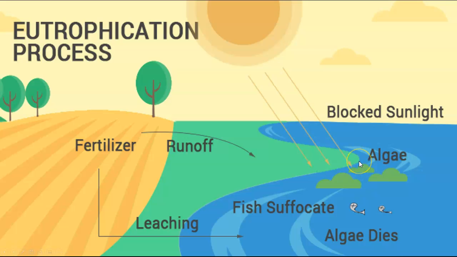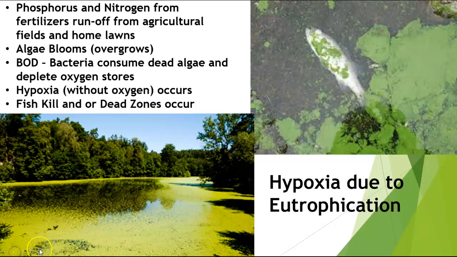Eventually, the algae, after it blooms, it dies, and then you have bacteria that feed on it, and they require a lot of oxygen, so they take the oxygen out of the water, and you have a fish kill. Here's another way it might look. You might have this excessive green and then a fish kill. So this is hypoxia due to eutrophication.